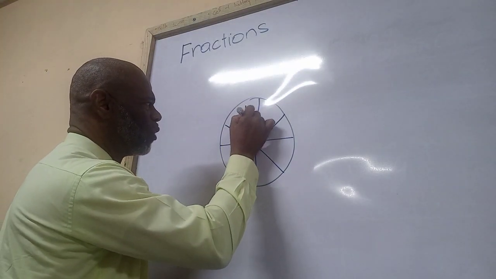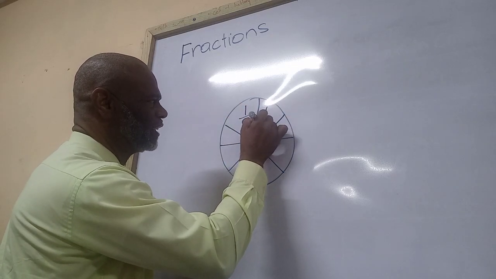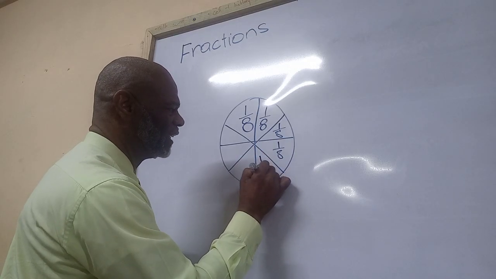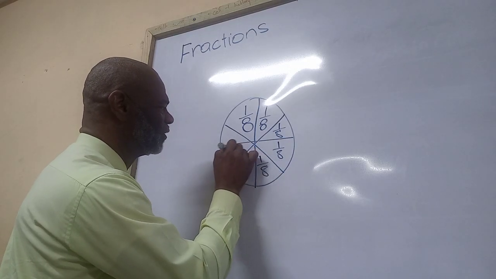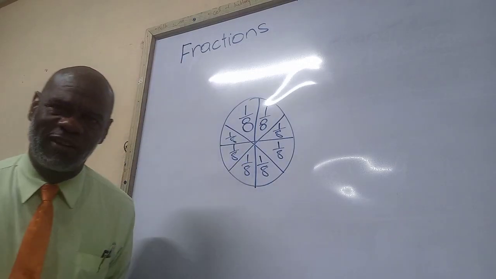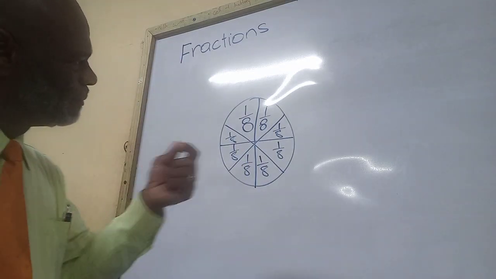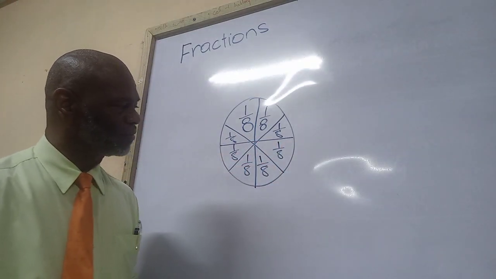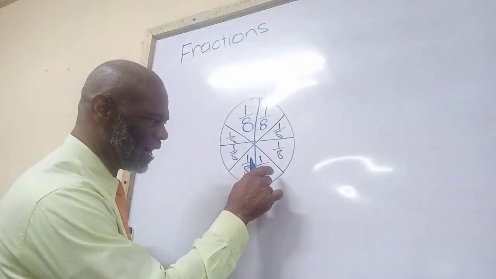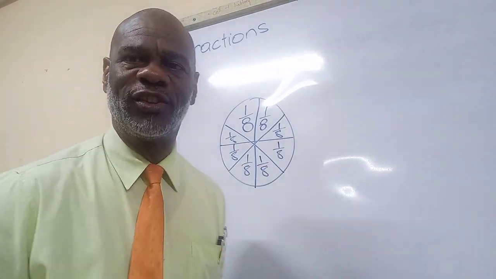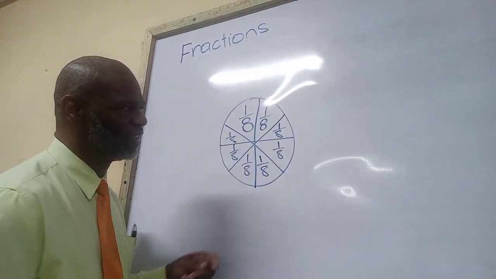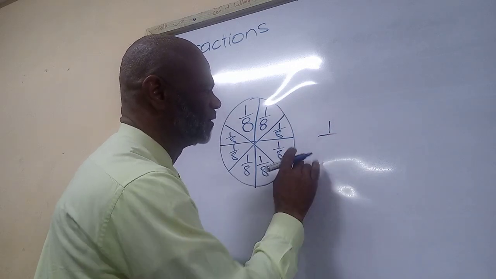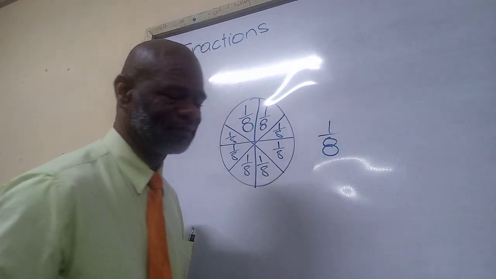So this part will be 1 out of 8, and each of the others is also 1 out of 8. There we have it. So my pizza is divided into 8 equal parts. Now, if you notice, one part is 1/8, and we call that one unit part. So a unit part is 1/8.